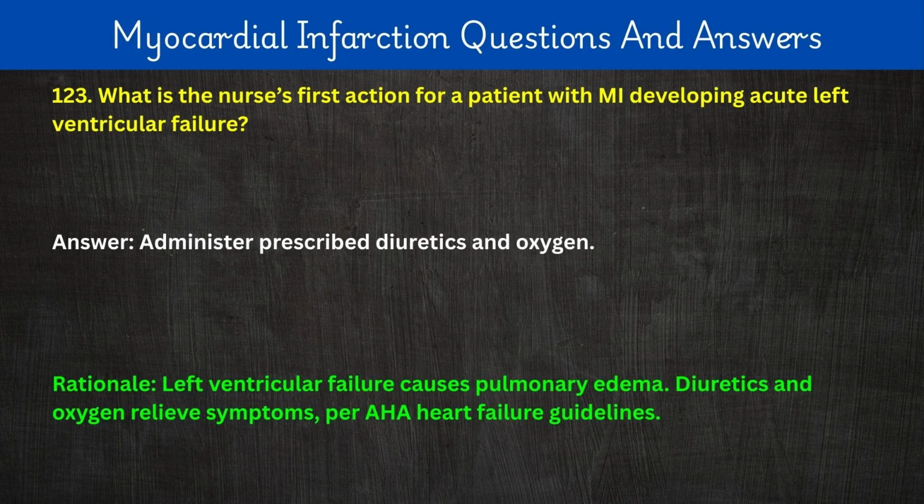123. What is the nurse's first action for a patient with MI developing acute left ventricular failure? Answer. Administer prescribed diuretics and oxygen. Rationale. Left ventricular failure causes pulmonary edema. Diuretics and oxygen relieve symptoms, per AHA heart failure guidelines.